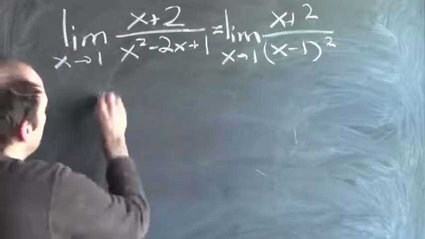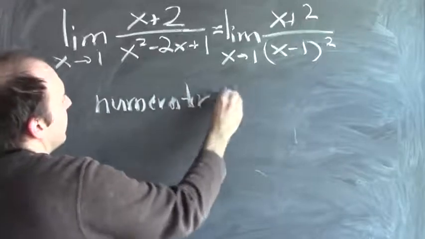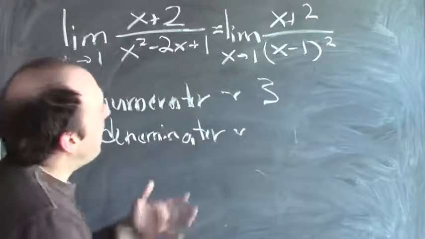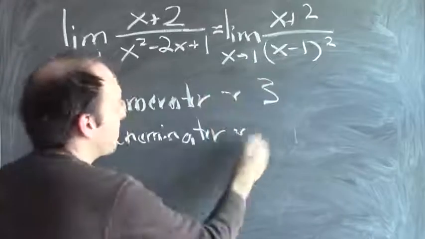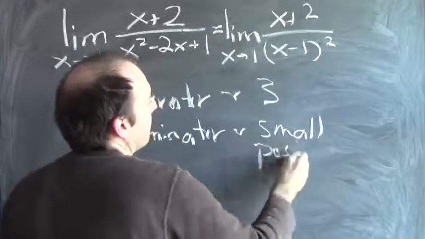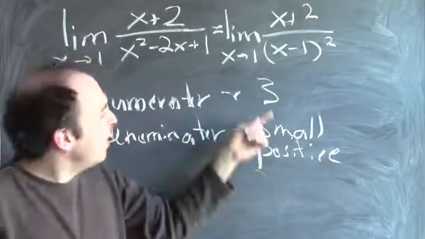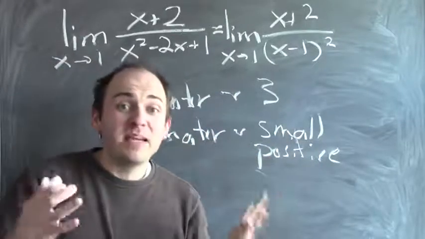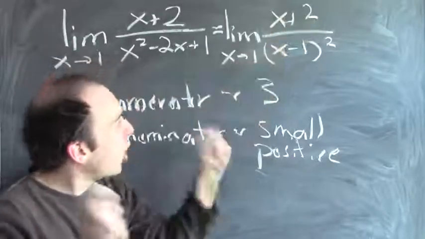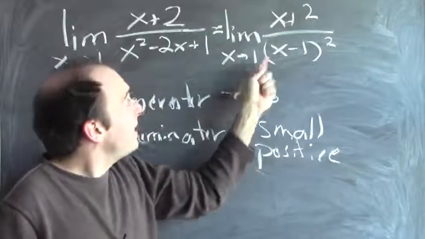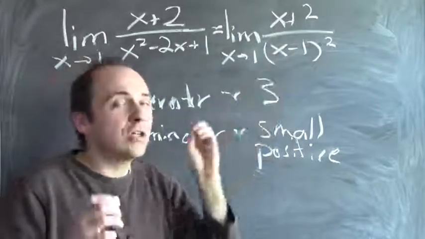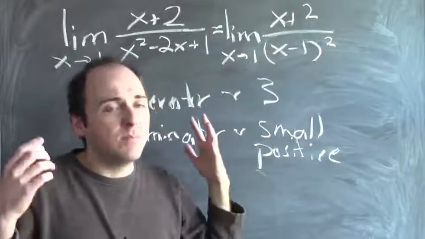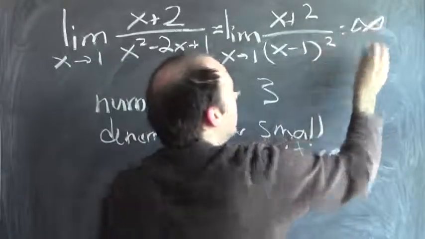So let me write this down. The numerator is about 3, and the denominator is about what? Well, it's some small but positive number. And what happens if I take a number near 3 and divide it by a number which is small and positive? That number can be as big as I like. So I can make this quantity as large as I like if I make x close enough to 1. Because I can make the numerator close to 3, and I can make the denominator as close to 0 and positive as I like. And if I take a number close to 3 and divide it by a number close to 0, I can make a number as large as I want. So this limit is equal to infinity.